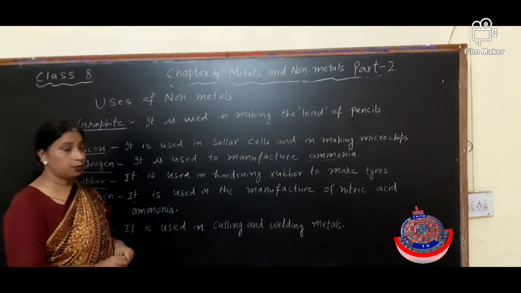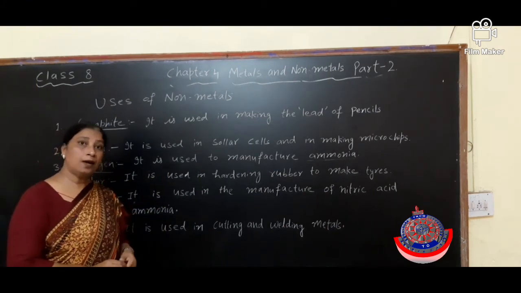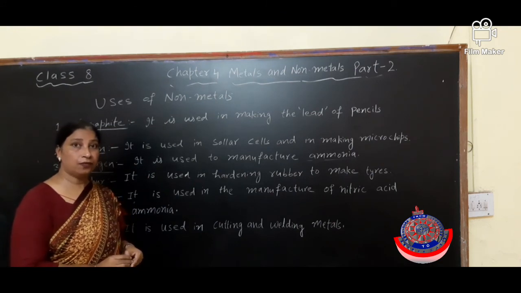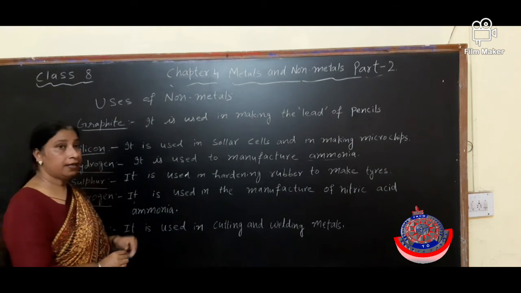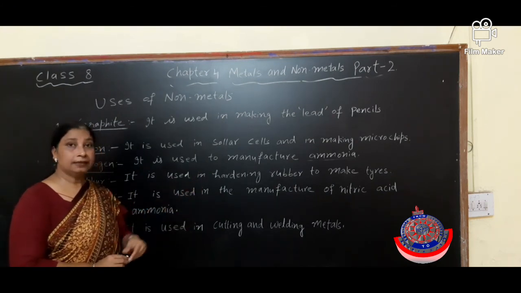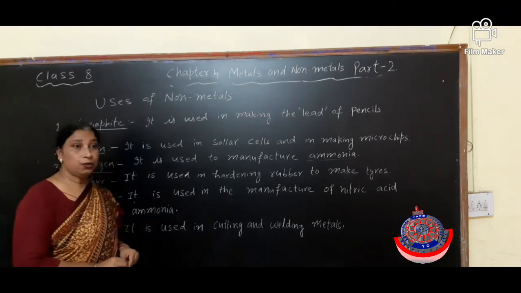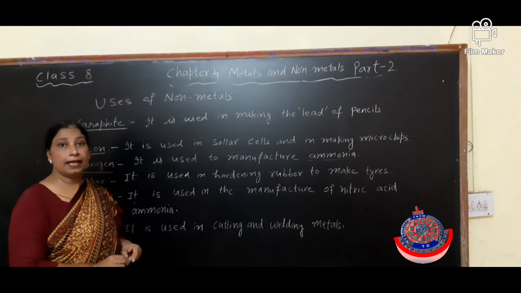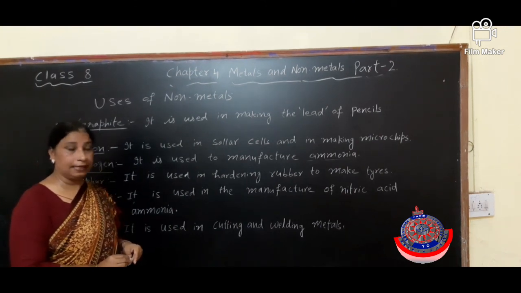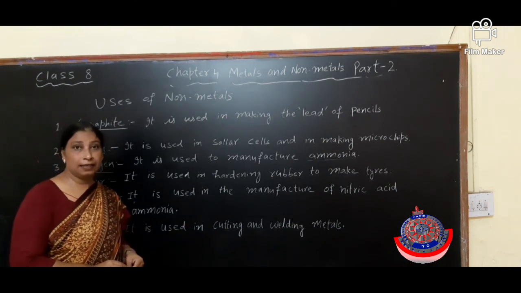Number third, hydrogen. Hydrogen is used in manufacture of ammonia, and ammonia further it is used in the manufacture of fertilizers. Sulfur, it is used in hardening of rubber for making the tires. Next, nitrogen. Nitrogen is used to manufacture nitrogen and ammonia. They are used for manufacture of fertilizers. Oxygen, it is used in cutting and welding of metals.